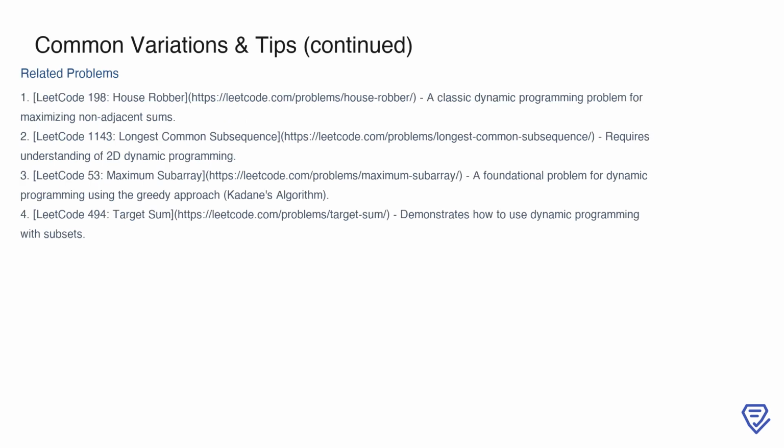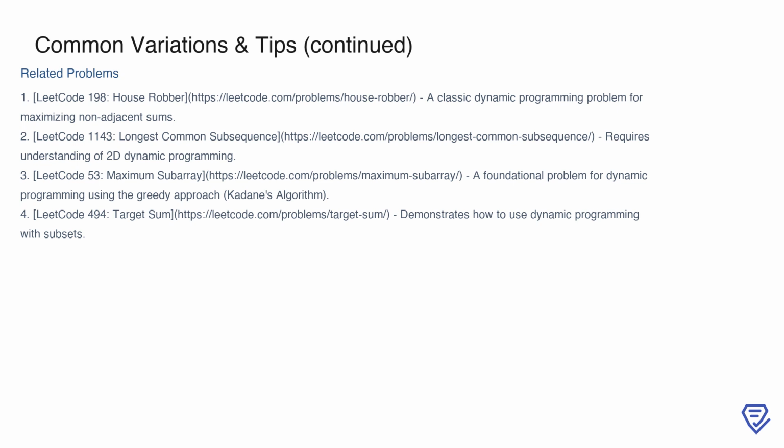To deepen your understanding of problems like Stone Game 6, consider exploring related challenges. For instance, LeetCode 198, House Robber, is a classic dynamic programming problem that focuses on maximizing sums while skipping adjacent elements, a concept that can appear in many variations.